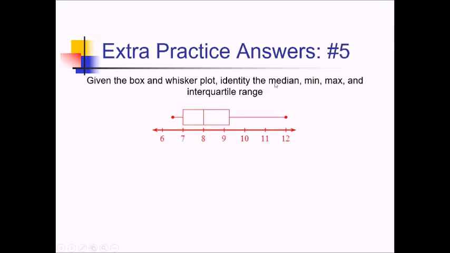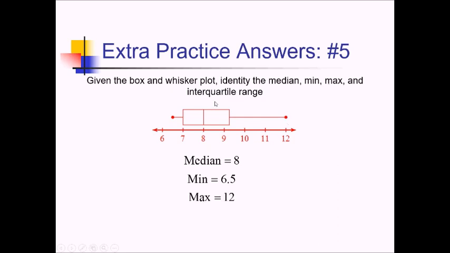To get the median, min, max, and IQR for this box and whisker, let me start with the median. That's this middle line of 8. For the min, that's my left whisker, which going by this scale here, that looks like 6.5. For the max, that's my right whisker, which is definitely at 12.